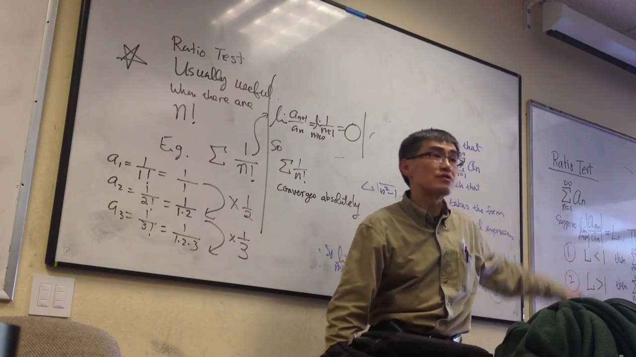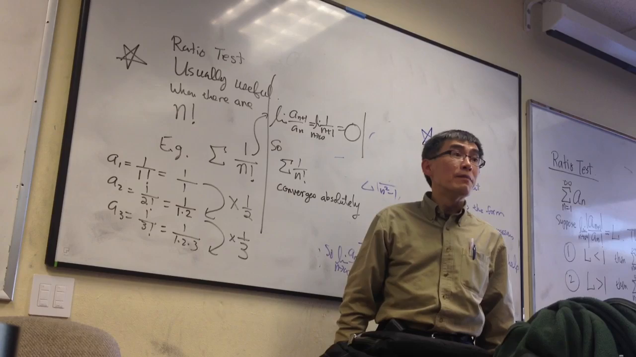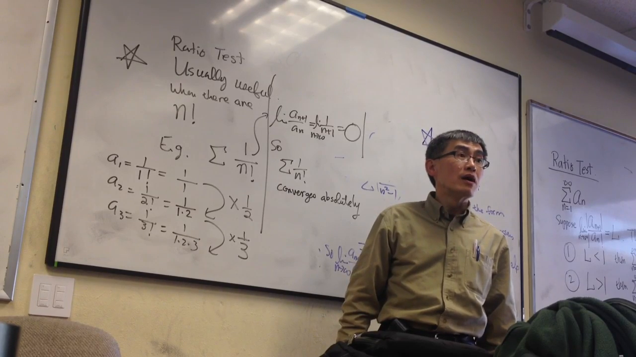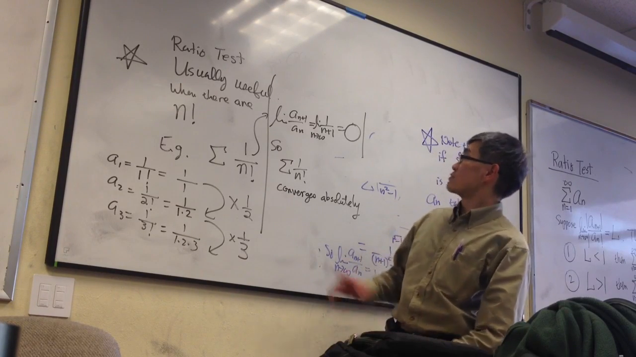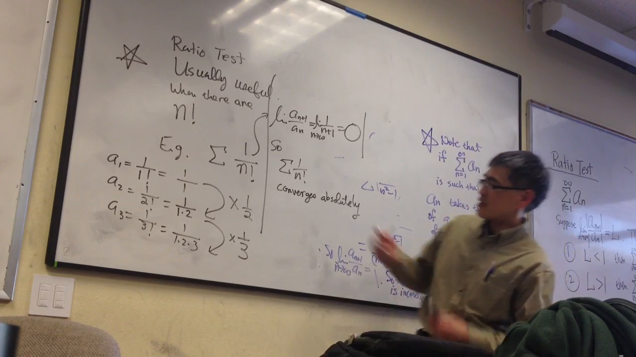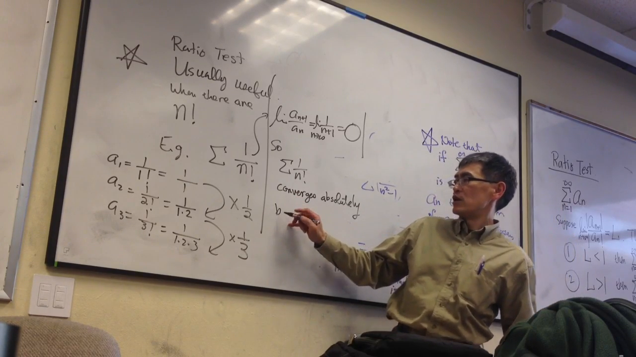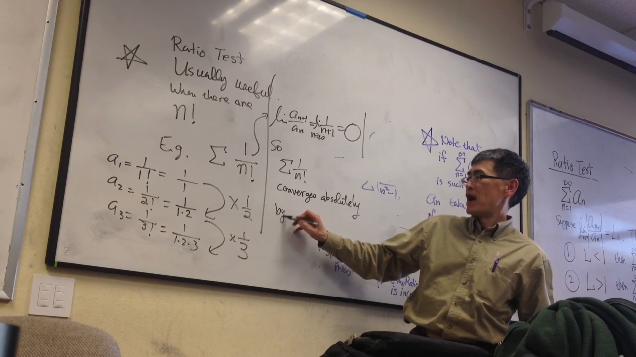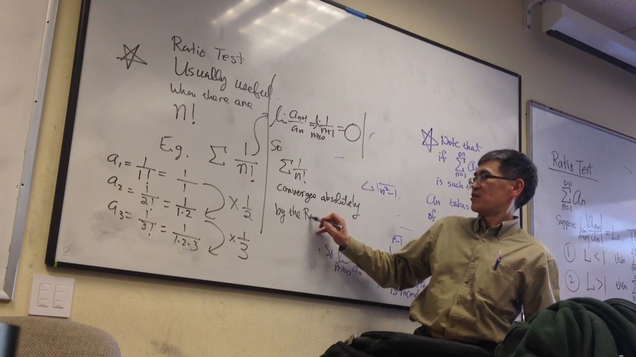Could you just say it converges by the ratio test, or do you have to state that it converges absolutely? You just say it converges absolutely. Oh, I see what you're saying. Because it's all positive. Yeah. On an exam, you want to make it clear. So by the what? Ratio test.